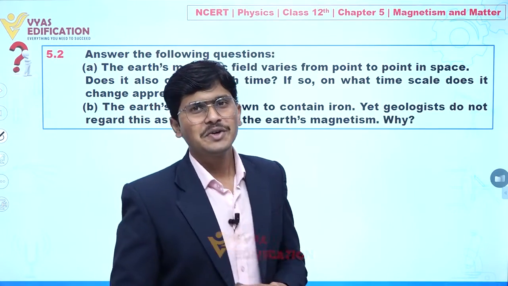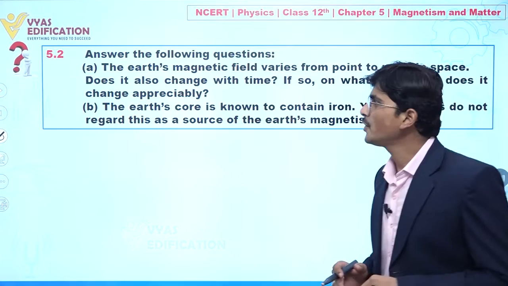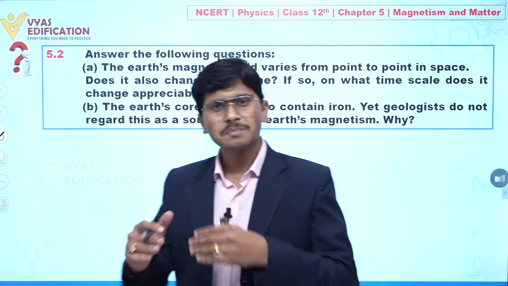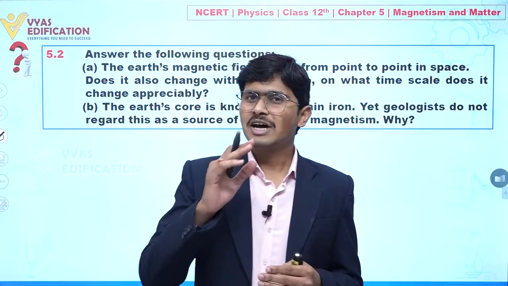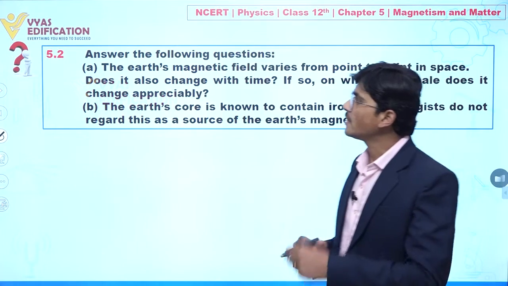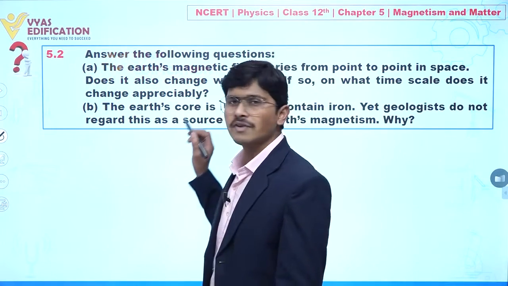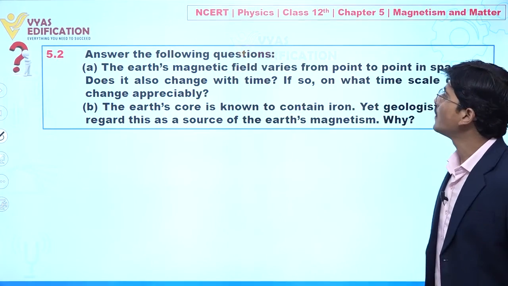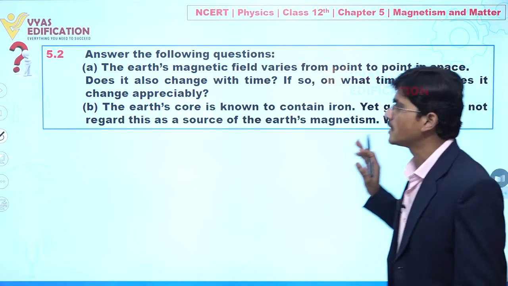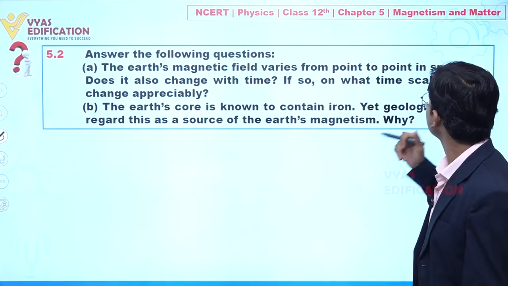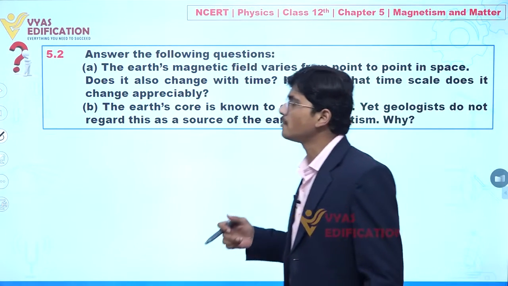Now dear students, we are going to discuss question number 5.2, and in this question again we have sub parts, clear. So now we are going to start each part one by one. Number 1, in this question it is given, answer the following questions. Part number A, the earth's magnetic field varies from point to point in space, fine. Does it also change with time? If so, over what time scale does it change appreciably?